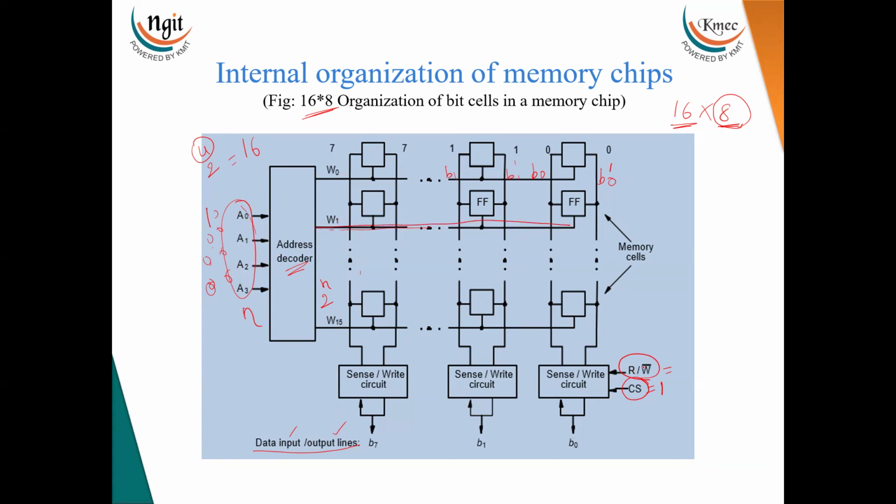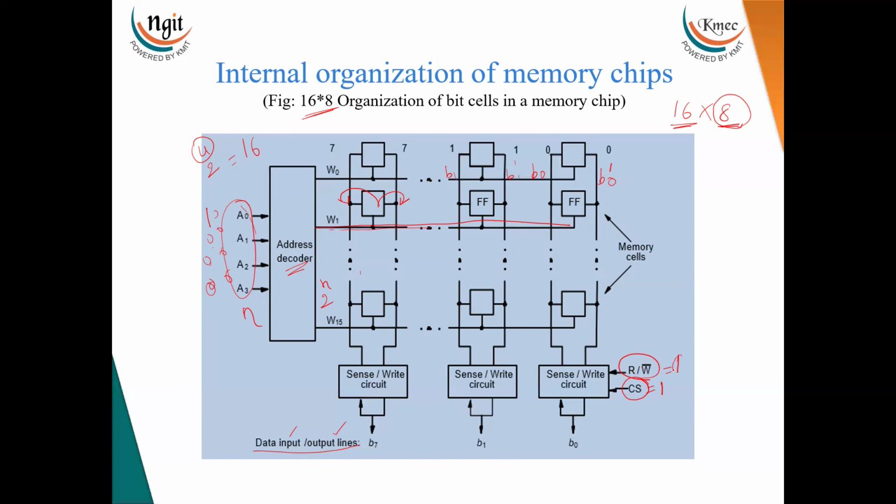Now, by giving read/write bar equal to 1 and chip select equal to 1, this chip will be enabled and the read operation takes place. Whatever data is available in this cell is placed onto this bit line, and the same complement information is placed on the other bit line. That will be loaded into the sense/write circuit, and from there it will be loaded onto the data bus. From the data bus, the microprocessor will read the data.